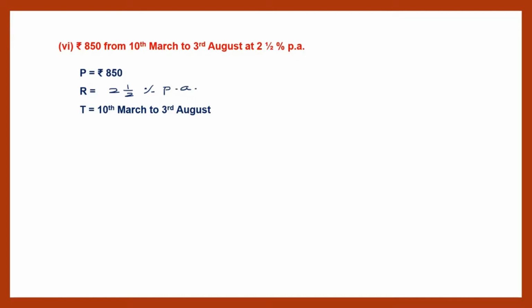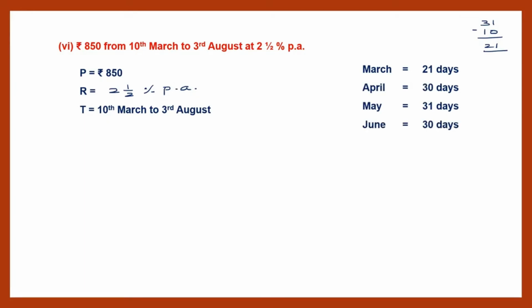So 10th March. March has 31 days. So 10th, we're going to begin with that. So 10, that is 1, 3 minus 1 is 2. So that is 21 days in March. So March has 21 days. Then we continue up to August, 3rd August. So March, April has 30 days, May 31, June 30, July 31. Now we go back and see 3rd August, we are including 3rd also. So that will become 3 days in August.